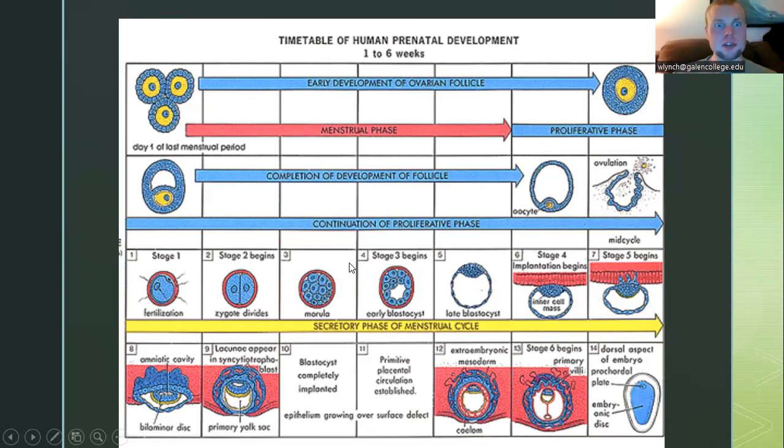By the third day after fertilization, it becomes what we know as a structure known as the morula. And the morula and the early blastocyst are going to end up being the structures that actually go down and implant into the wall of the uterus.